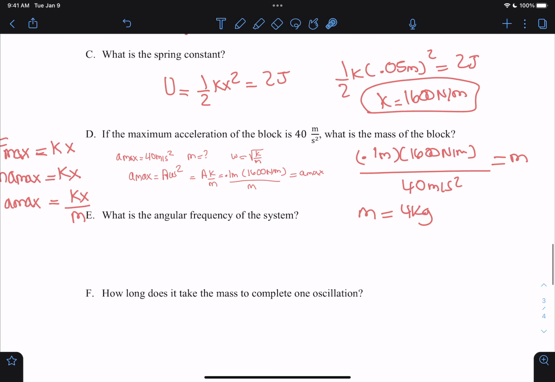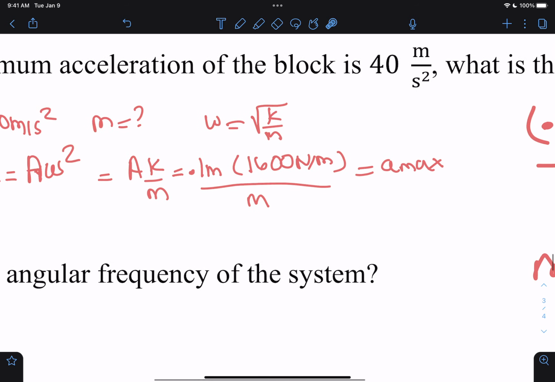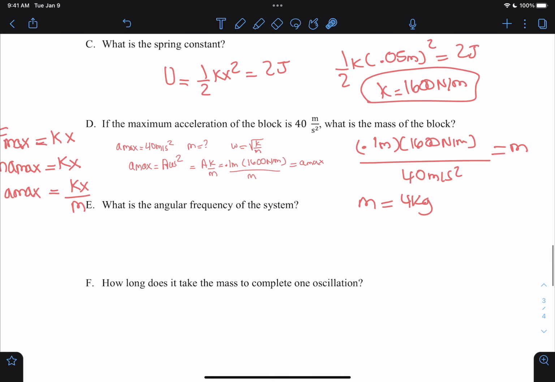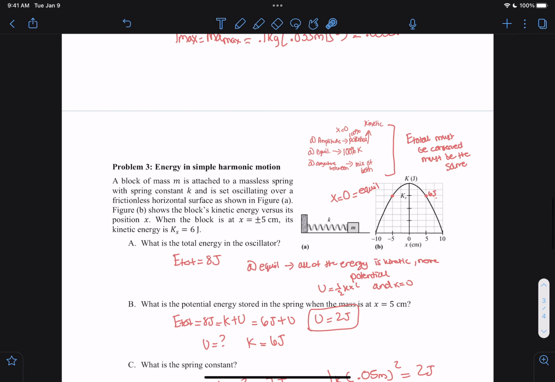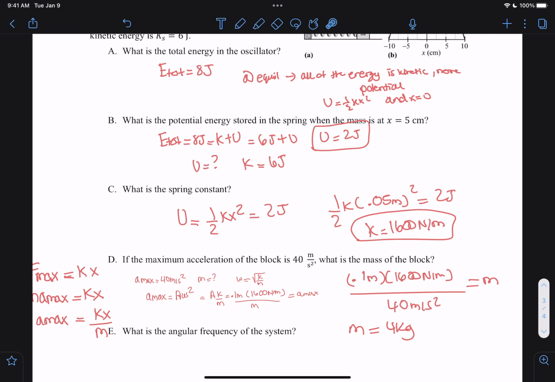And then using that equation, A max is equal to A omega squared, we have our maximum acceleration. We figured out the amplitude from the graph. And then the omega, like I said, is dependent on the mass and the spring constant. So we have that spring constant, and now we're trying to figure out the mass. But yeah, that's pretty much it with regards to that relationship there. Does that kind of clear things up a little bit?